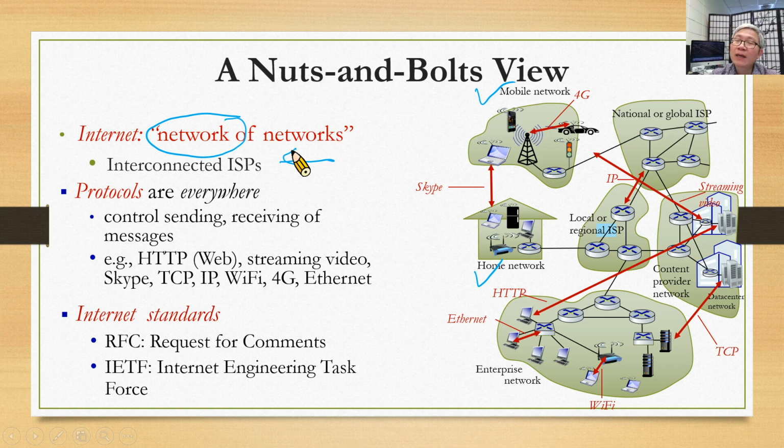And within the internet, we need to use protocols, so we can see protocols anywhere. A protocol should control sending, so that we know how to receive the messages. And what kind of protocols can we have in the internet? We can have the web, which is HTTP. We can stream video, so we have streaming video. We have Skype, TCP/IP, Wi-Fi, 4G, 5G, 6G in the future, and Ethernet.